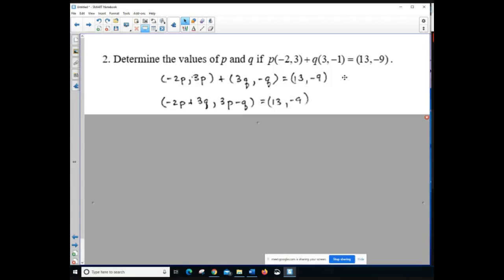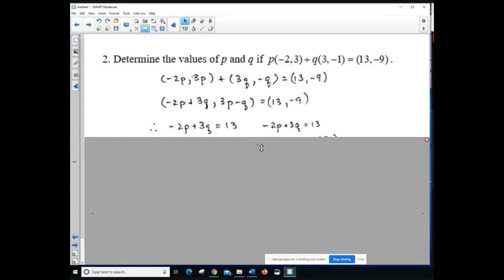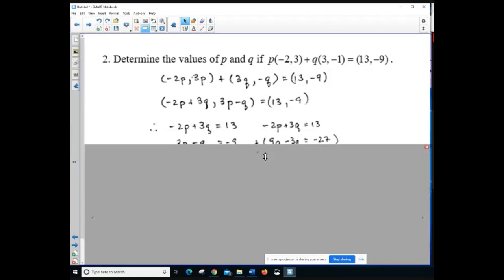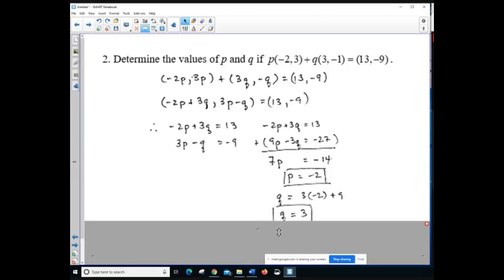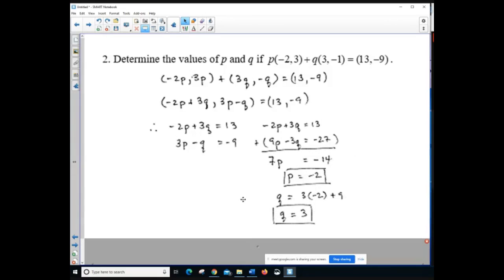It's not that bad an investment to actually write out this step, okay? And then lo and behold, we have an expression in P and Q, which has to be equal to 13, and then another expression in P and Q, which has to be equal to -9. And so this is where we've got our system of equations. So I'll just show the rest of the solutions here.